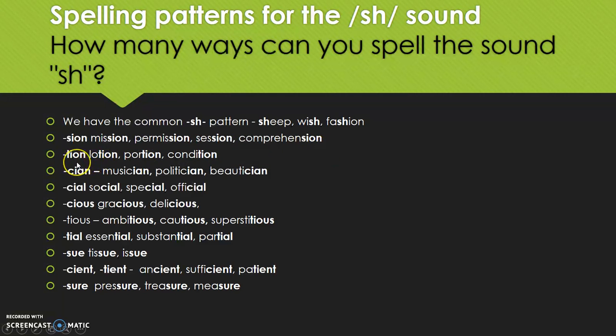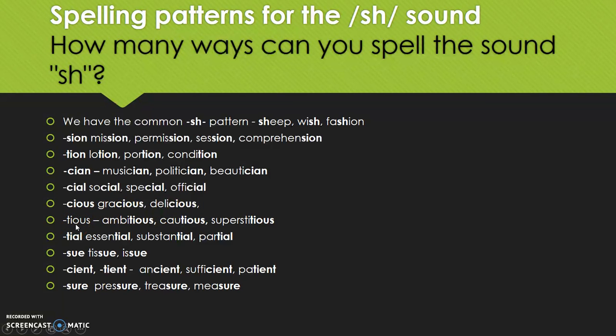Or T-I-O-N, shun. Lotion, portion, condition. CIAN says shun, such as musician, politician, beautician. CIAL says shoal, as in social, special, official. CIOUS says shus, such as gracious or delicious.